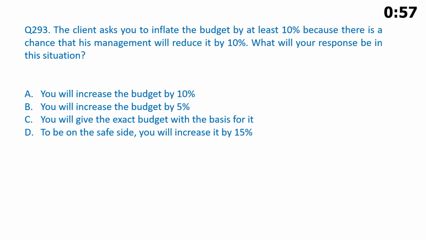The client asks you to inflate the budget by at least 10% because there is a chance that his management will reduce it by 10%. What will your response be in this situation? A. You will increase the budget by 10%. B. You will increase the budget by 5%. C. You will give the exact budget with the basis for it. D. To be on the safe side, you will increase it by 15%.